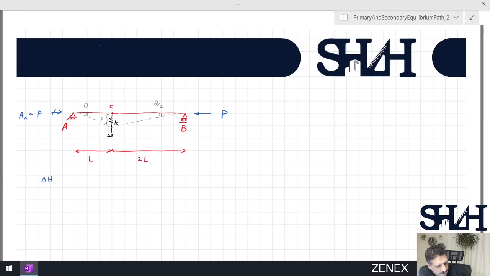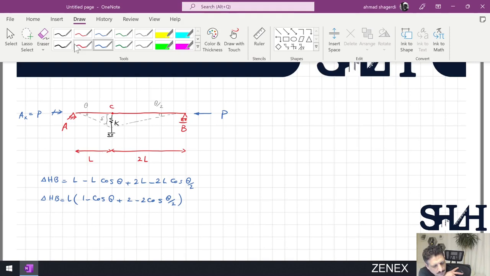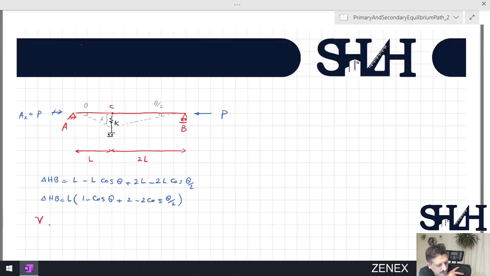Delta horizontal at point B is the same as what we calculated: L minus L cosine theta plus 2L minus 2L cosine theta over 2. And we can factor L: 1 minus cosine theta plus 2 minus 2 cosine theta over 2. And we can write down the energy, which will be minus P times delta horizontal B, and it will be minus P times L, 1 minus cosine theta plus 2 minus 2 cosine theta over 2.